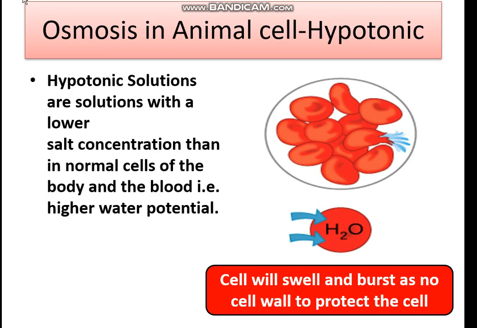Now, how will osmosis affect an animal cell if the conditions are hypotonic? First, let us see what hypotonic conditions are. Hypotonic solutions are solutions with a lower salt concentration than in the normal cells of the body and the blood. That is, the water potential is higher.